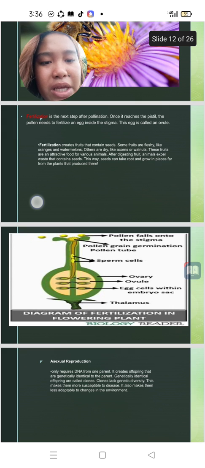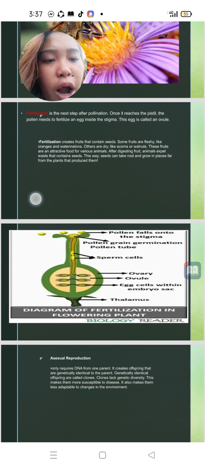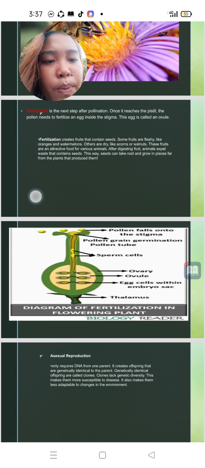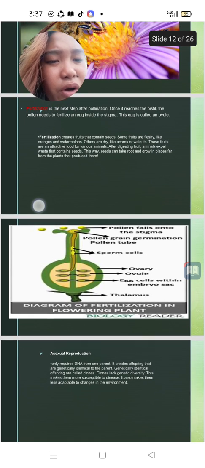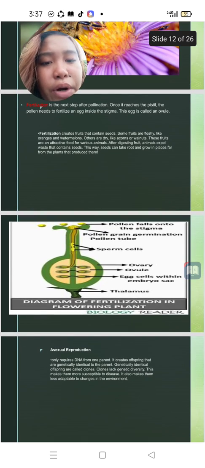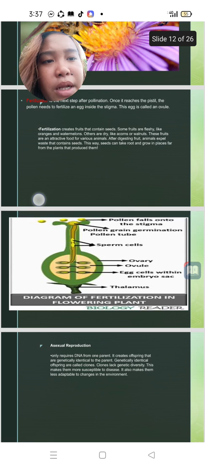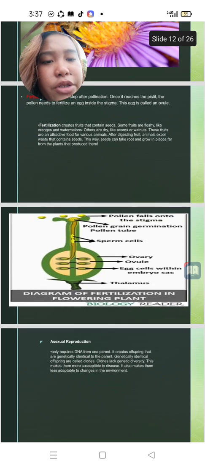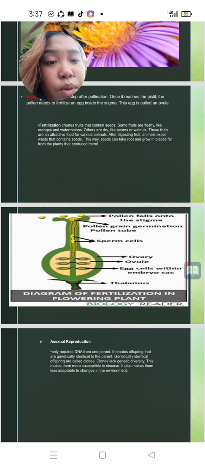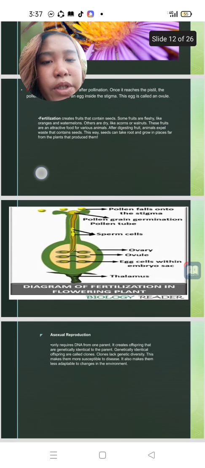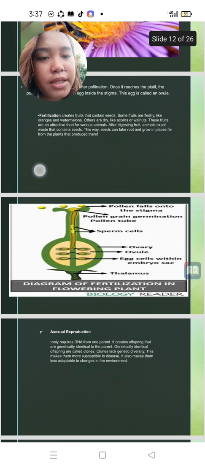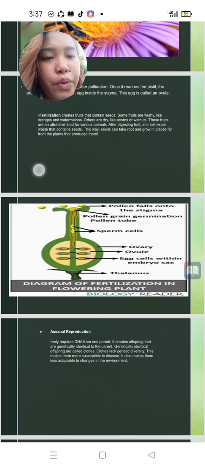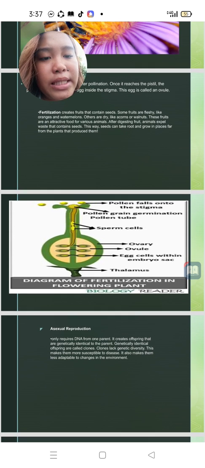Fertilization creates fruits that contain seeds. Some fruits are fleshy, like oranges and watermelons. Others are dry, like acorns or walnuts. These fruits are an attractive food for various animals. After digesting fruit, animals expel waste that contains a seed. This way, seeds can take root and grow in places far from the plants that produce them.